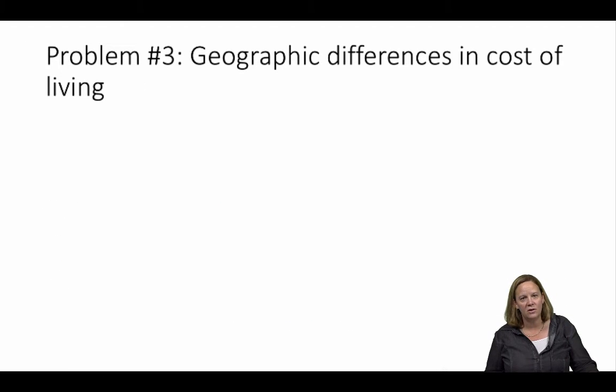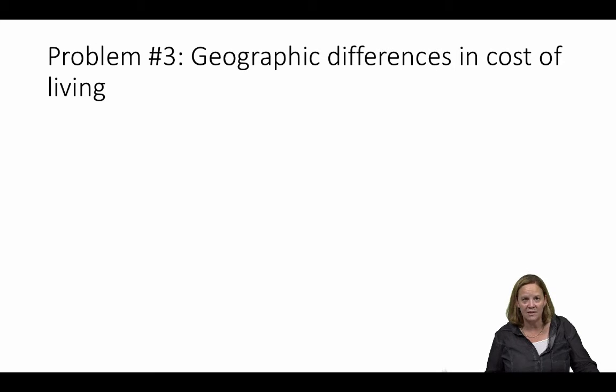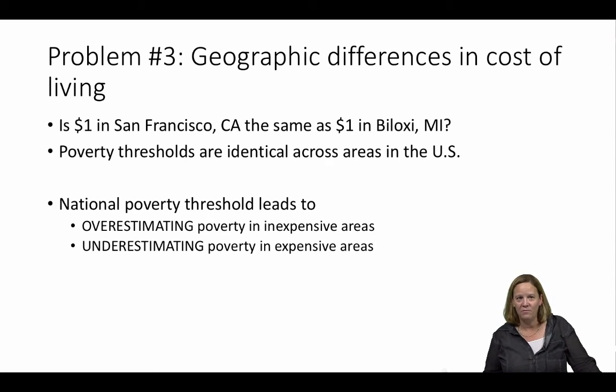But there's another concern with the official poverty measure that focuses on whether it accurately reflects comparisons across different geographic areas in the U.S. at a single point in time. Recall that the current U.S. measure applies the same needs standard based on a simple food budget to all parts of the U.S. The problem with this is that $1 in San Francisco, California, for example, may not go nearly as far as $1 in Biloxi, Mississippi. There's substantial variation in the cost of living across different parts of the United States, and our official poverty measure ignores this.